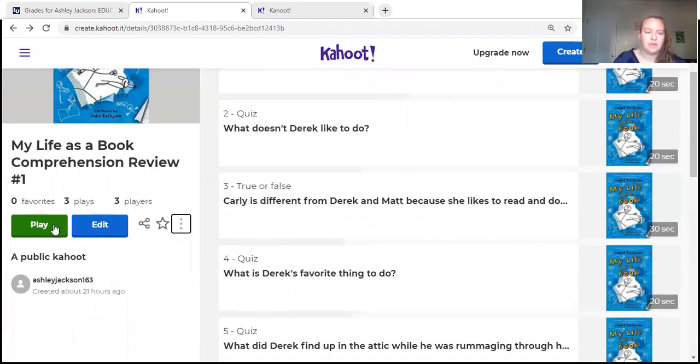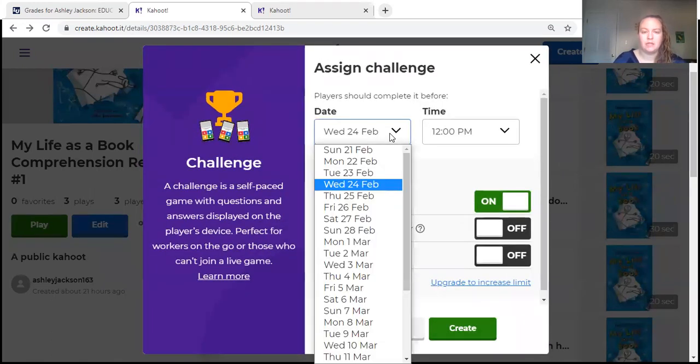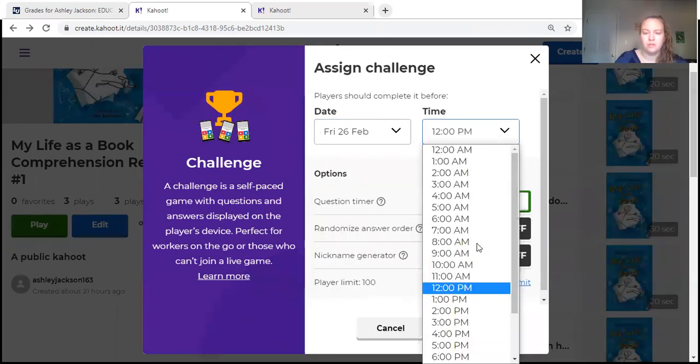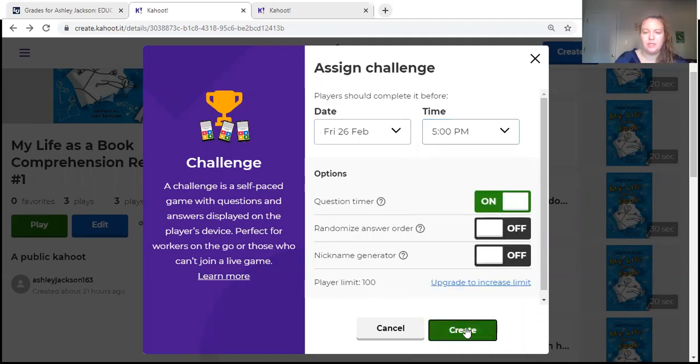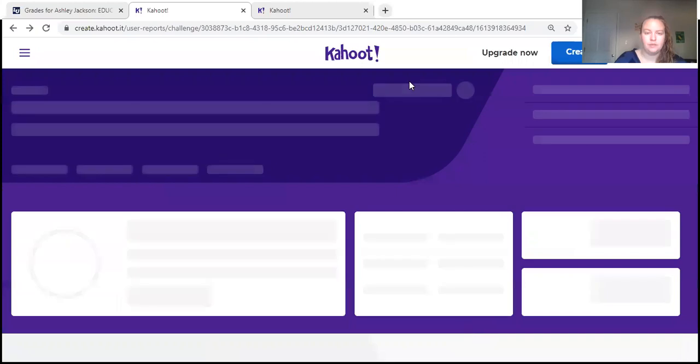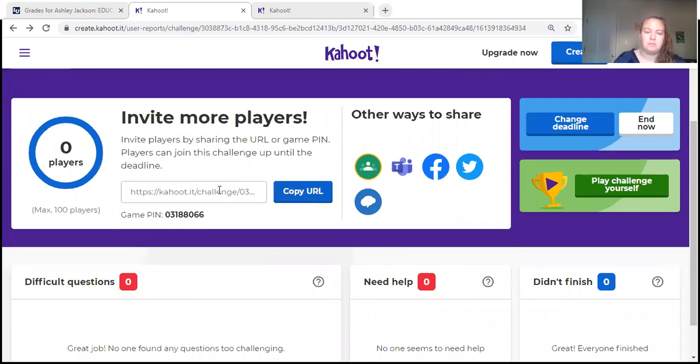You can also make it student paced, as well as assign it to them for self-paced learning. So you can schedule it for a time, so it will not allow them to play it after, let's say, Friday at 5 p.m. You can hit create, and then this way you can copy and paste this URL and post it into the learning platform that you're using. I would be posting it in Schoology, so the students will click on it, and then it will take them to the challenge yourself.